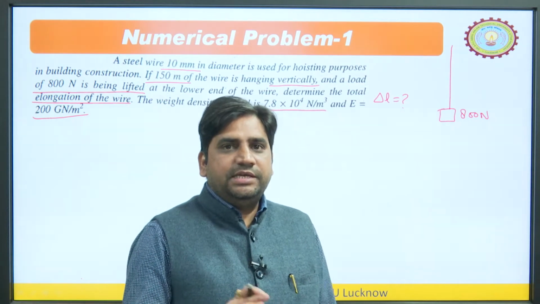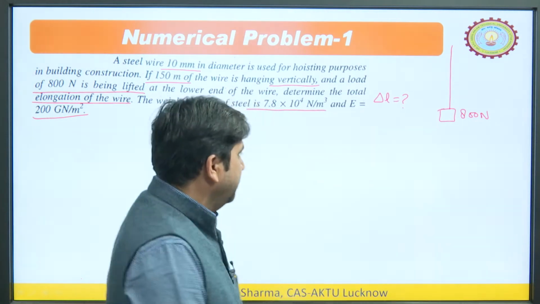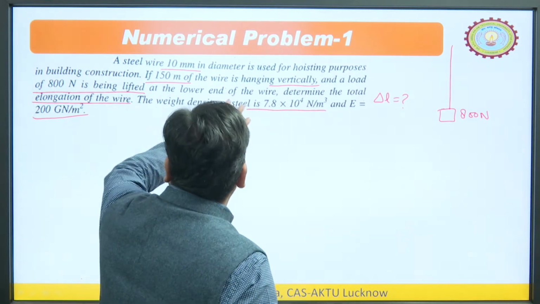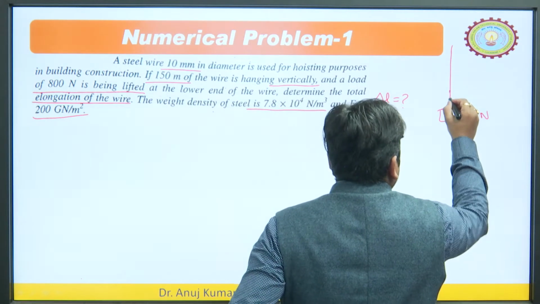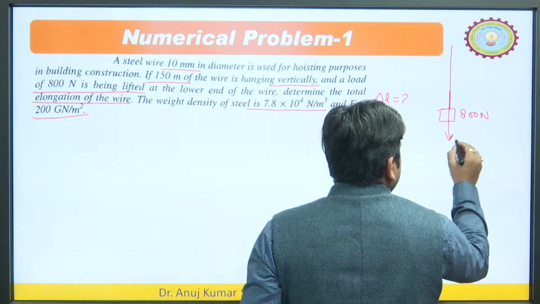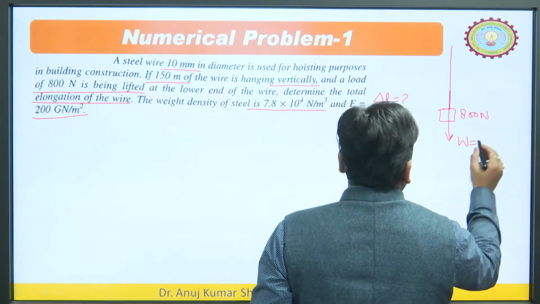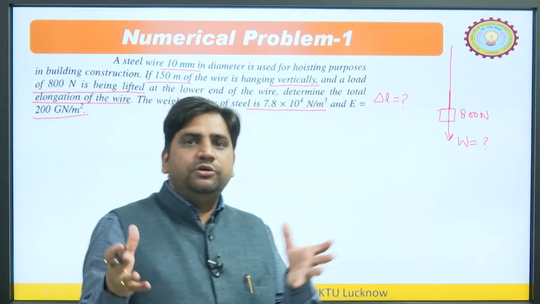So, it is a mixed case of two different cases. This wire has some weight, so it is being pulled down by the weight of the wire also. That weight you have to calculate first. How? Weight density multiplied by the total volume.